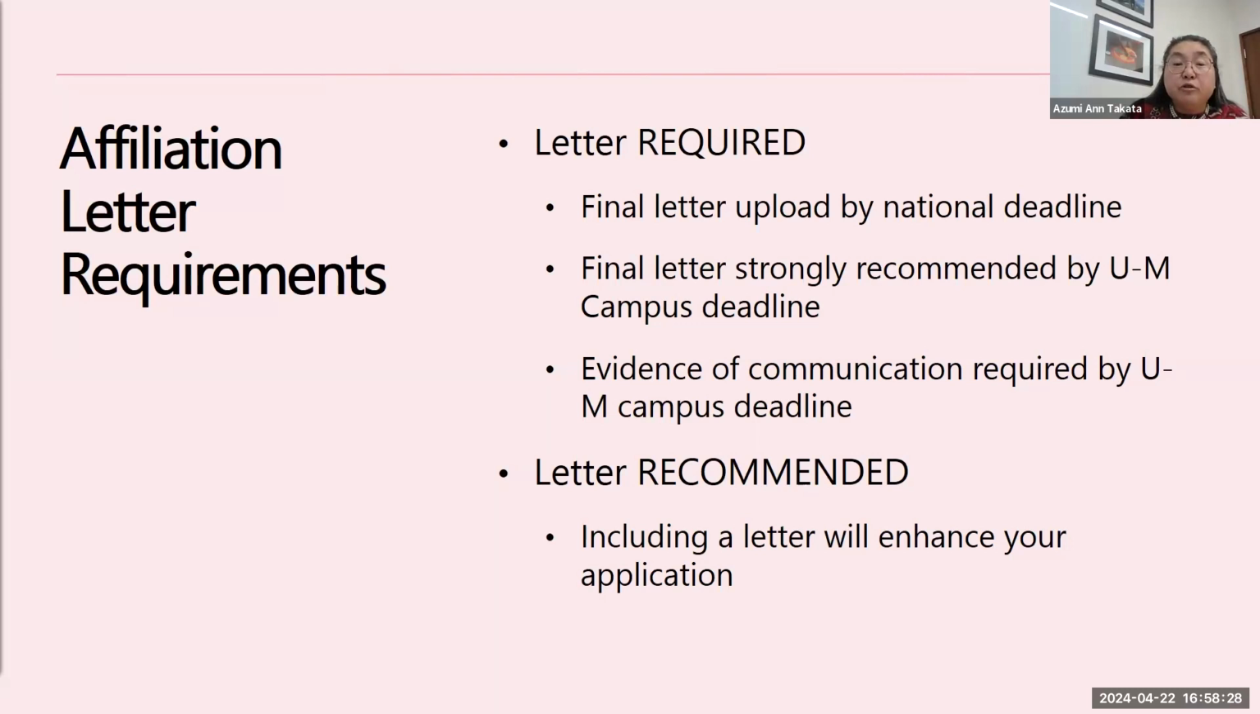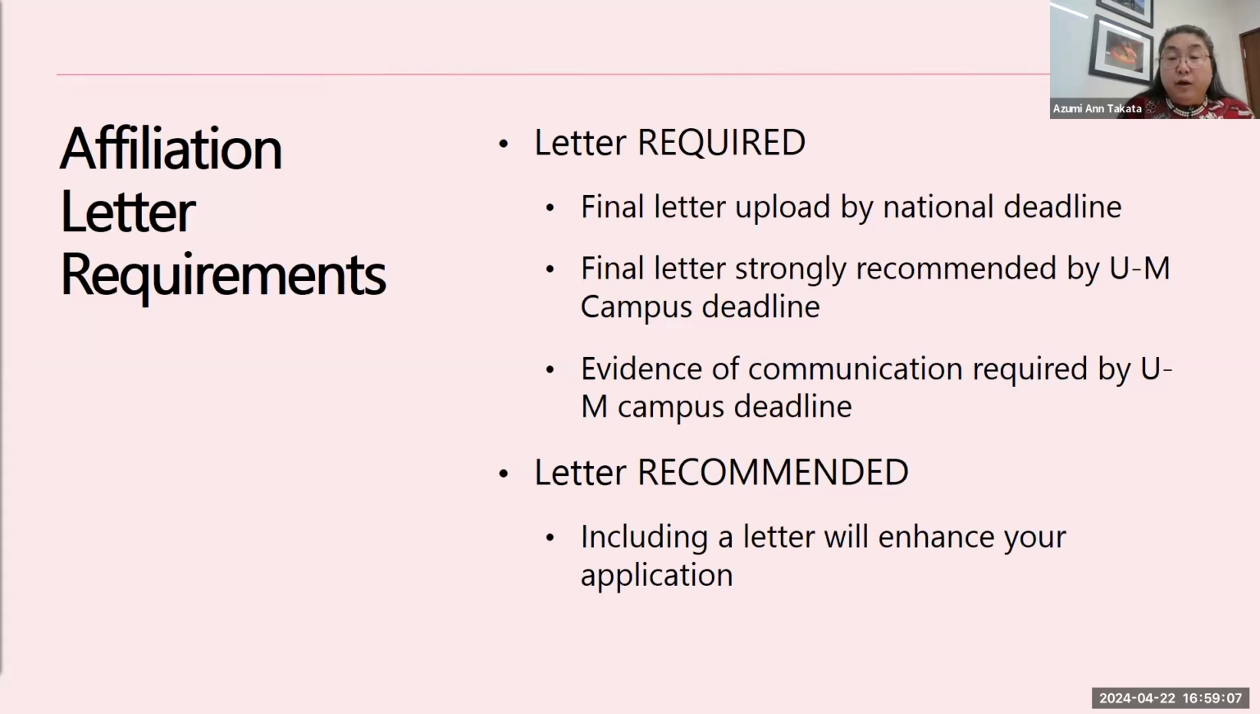What we do ask is that if you don't have the final affiliation letter by the U of M campus deadline, that you give us some evidence of communication that you've had with your potential host mentors and the host institution, so that we can see that you're actually working on something and that you have a potential host affiliation in the works. If the award description says that the letter is recommended, as I mentioned before, including the letter will enhance your application, but it will not count against you if you don't have a letter.